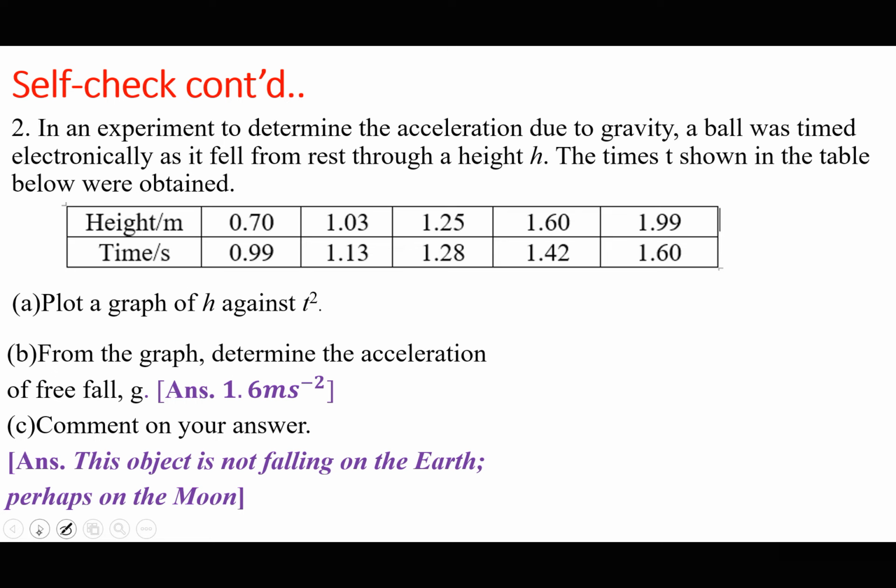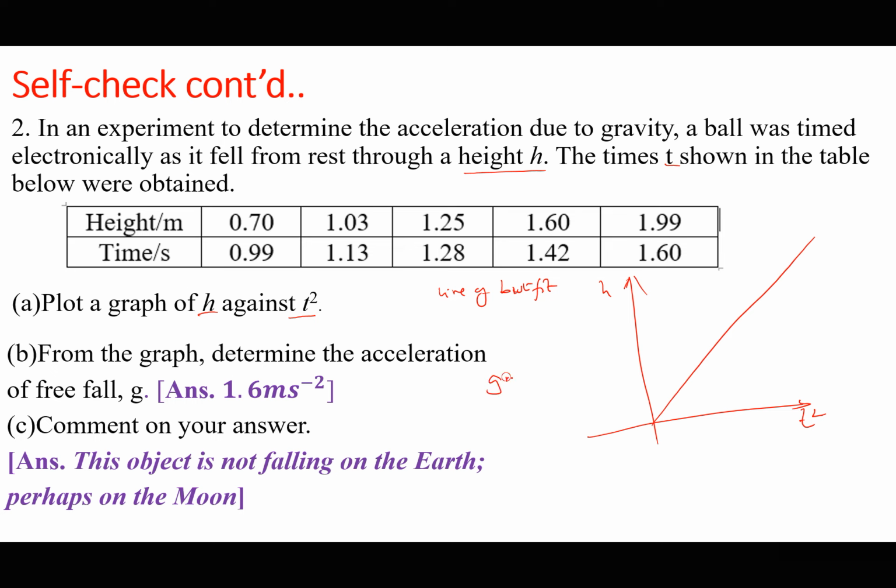In an experiment to determine the acceleration due to gravity, a ball was timed electronically as it fell from rest through a height of h. The times t shown in the table below are obtained. Plot a graph of h against t squared. You should be able to plot a graph. I think this is going to be a straight line of best fit. You should draw the line of best fit for h against t squared. From the graph, determine the acceleration.